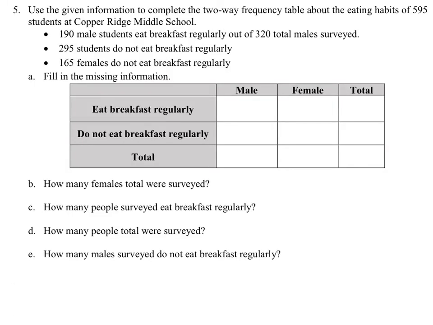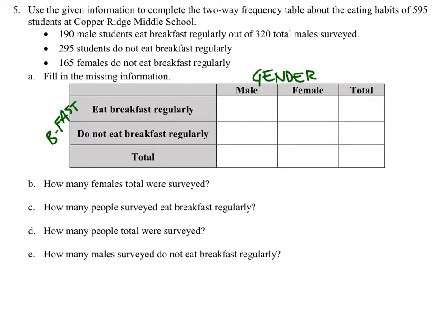Use the given information to complete the two-way frequency table about the eating habits of 595 students at Copperidge Middle School. 190 male students eat breakfast regularly out of 320 total males surveyed. All right, so a two-way table, notice over here, we have these categorized by, first we got the gender up in here, with male and female. And then down here on the left, we have, do they eat breakfast? So breakfast, yes or no? There we go, I abbreviated because breakfast is such a long word.